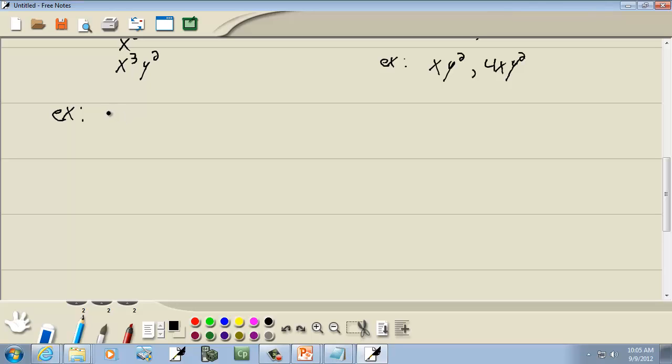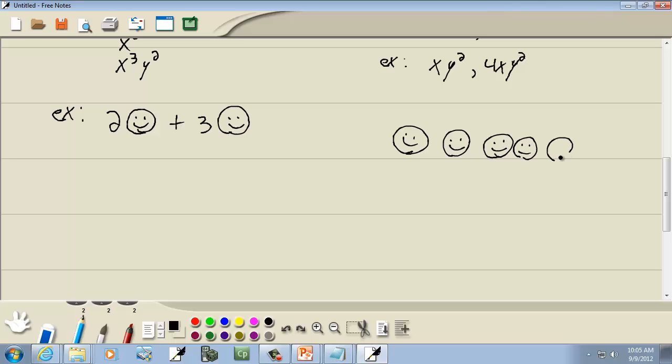Okay, now I got 2 smiley faces plus 3 smiley faces. Okay, you have to kind of envision this. Got a table up here. I got 2 smiley faces sitting there. Somebody comes up here and they drop 3 more smiley faces. How many smiley faces do we have? Well, we have 5. So this would be 5 smiley faces.